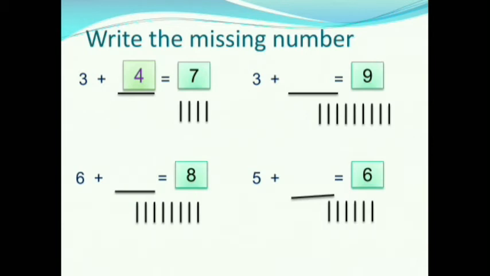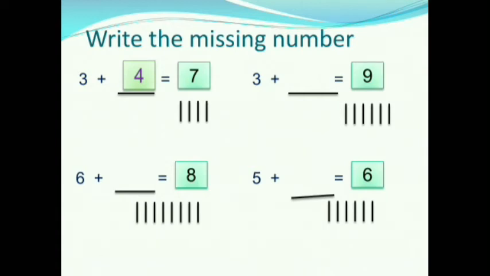3 plus 4 is equals to 7. See the second question. 3 plus dash is equals to 9. So we want our answer to be 9. We have drawn 9 lines for it. But we have 3 in our question. So we will remove 3 lines.